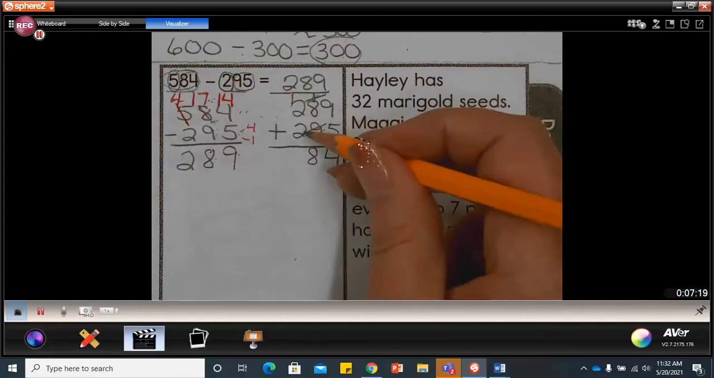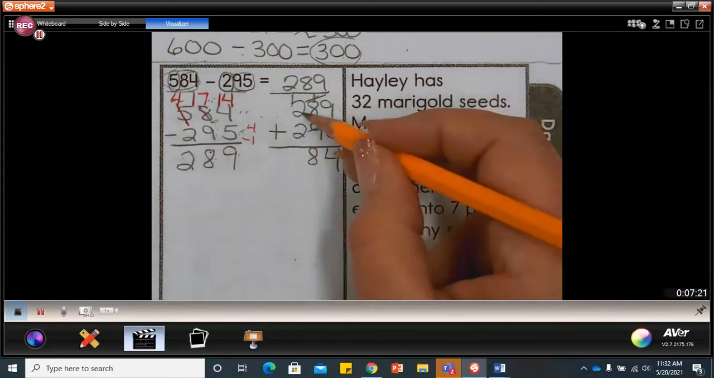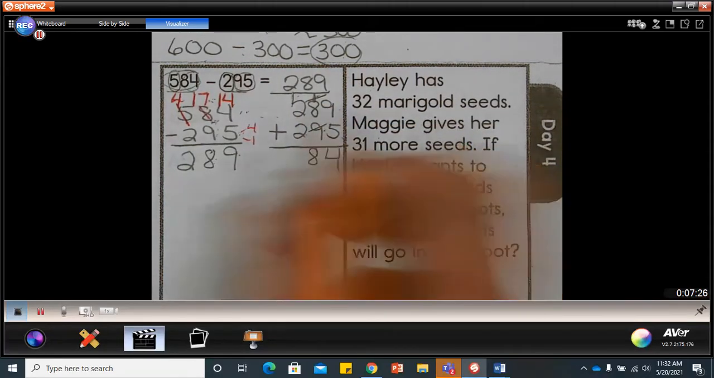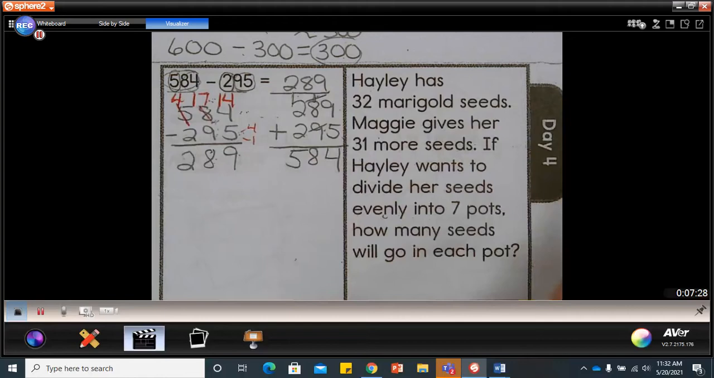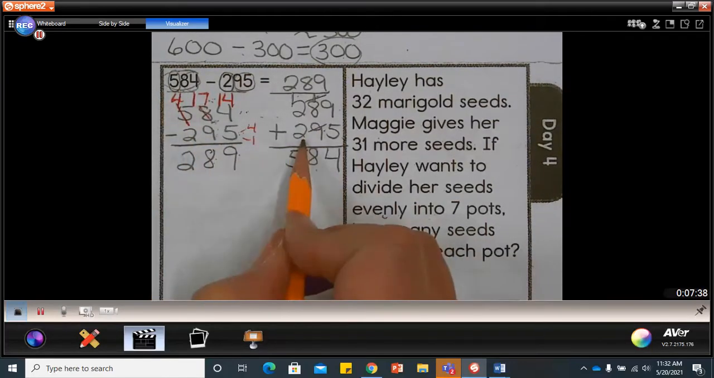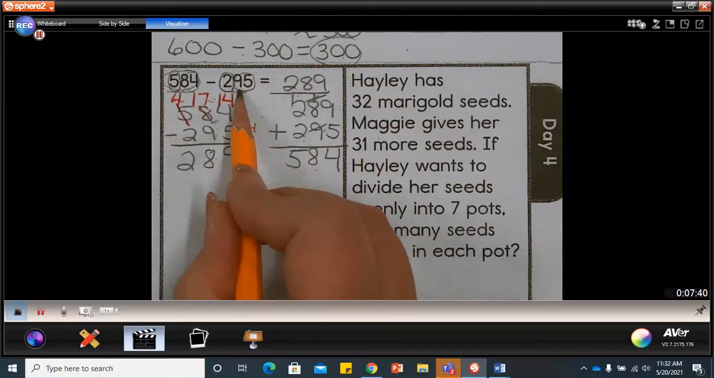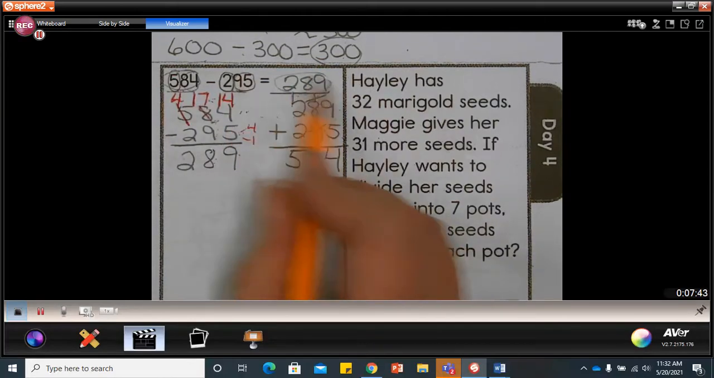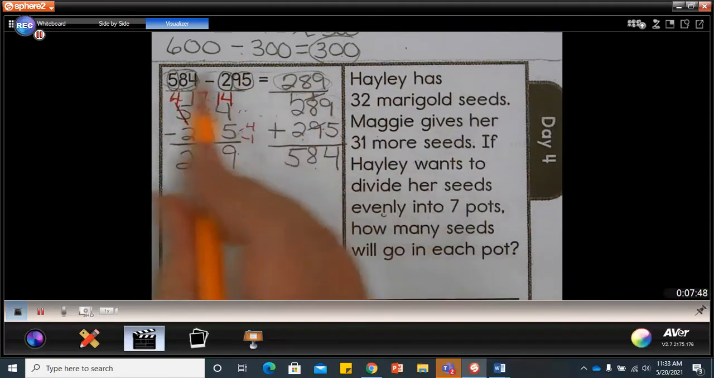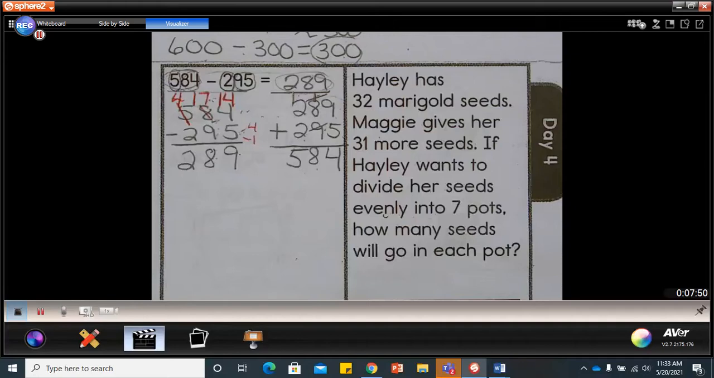So now I go to my hundreds place. I have 2 hundreds, and 2 hundreds is 4 hundreds, plus the one more that I regrouped is going to be 5 hundreds. So now let's double check and make sure all of these numbers are in my subtraction sentence. 584 is right here, 295 is right here, and 289 is right here. So checking my addition, using the subtraction, I'm double checking and making sure all three numbers are in both number sentences.